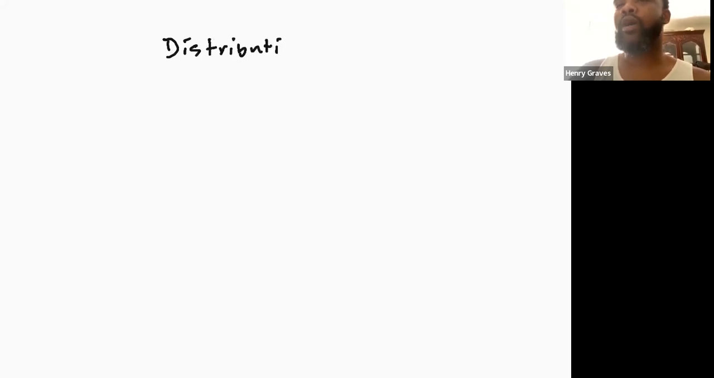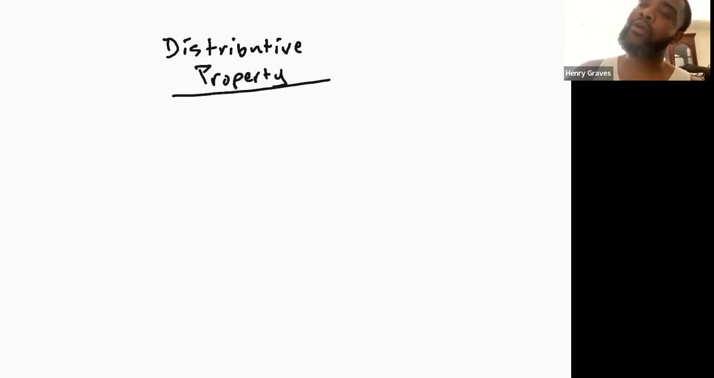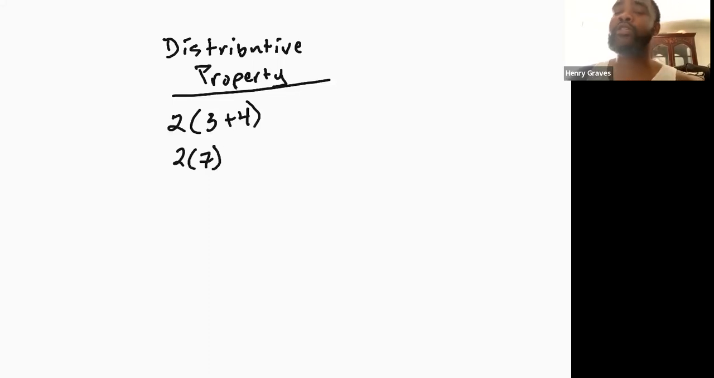So say you have a 2 and then you have 3 plus 4. A lot of y'all, to solve this, will say, oh, I can just do 3 plus 4 in the parentheses first, which is 7, right? And here we have 2 times 7. Anytime you have a number next to a parentheses, it means you multiply, and that's 14, right? That's the easy stuff, right?